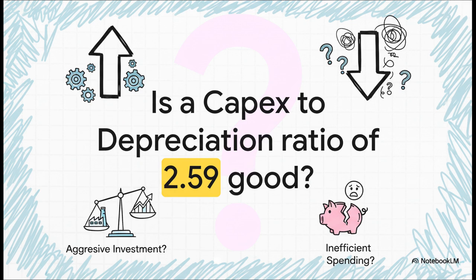If I just told you a company has a capex to depreciation ratio of 2.59, what does that actually tell you? It means they're spending almost 2.5 times more on new stuff than their old stuff is losing value. Is that good? Is it a sign of aggressive, smart investment in the future? Or are they just burning cash inefficiently?